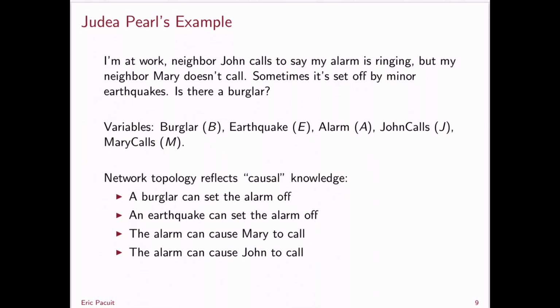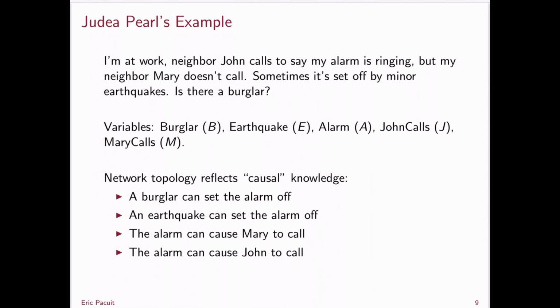So the variable B will be true if somebody's breaking into my house and false otherwise. E will be true if there's an earthquake and false otherwise. A will be true if there's an alarm going off and false otherwise. J will be true if John calls and false otherwise. And M will be true if Mary calls and false otherwise. So here we have our 5 variables.